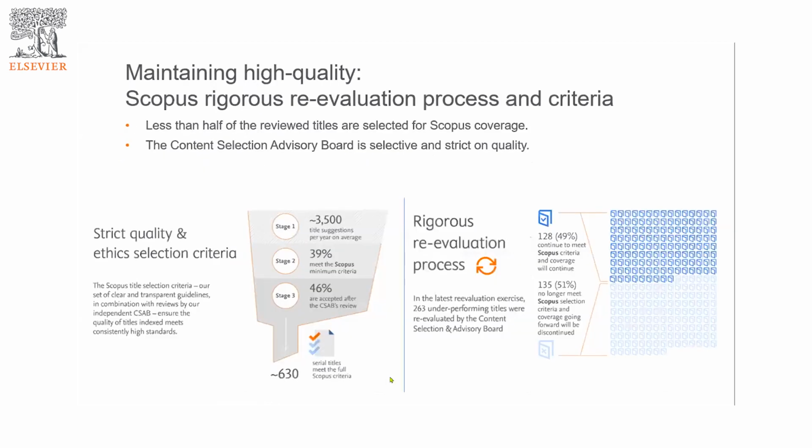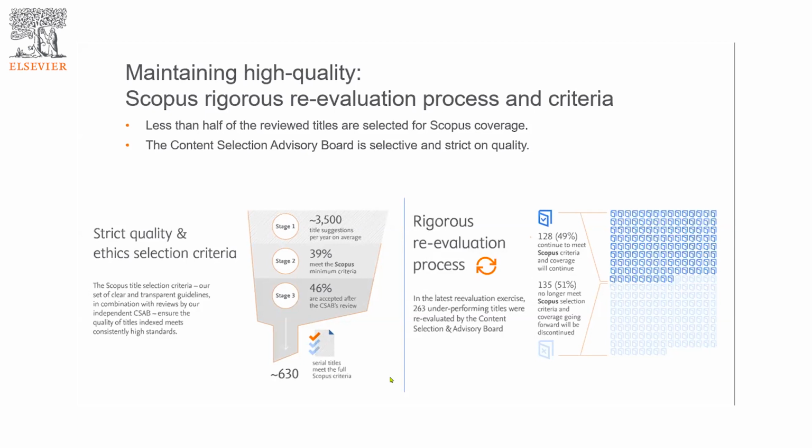So for journals to be added into Scopus, they go through a very rigorous evaluation process. They need to comply with a number of criteria. One of the most important criteria is that the journal has to be peer reviewed, and the journal must also have an ethical standard that it complies to, to make sure that all the journals within Scopus comply with a very high standard.